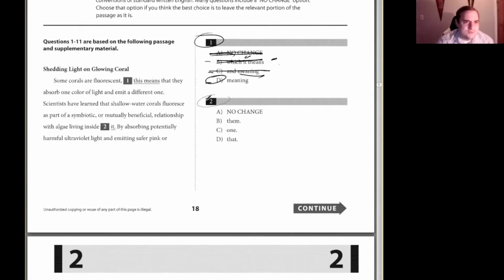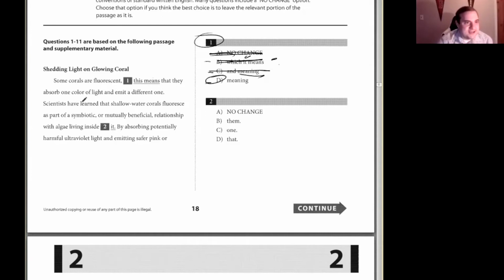Question number 2. By the way, this is how I do these. I look at the answer choices, and based on the differences, I can immediately know what it's asking me, right? So here, this is a pronoun antecedent question. What does that mean? Here's what pronoun antecedent means. We have these pronouns. What is it standing in for? That's really all this is asking.